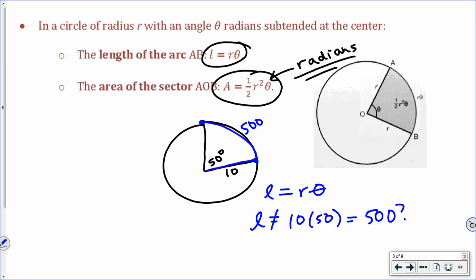It's far too big. But if you were to convert 50 to radians first, and the radian conversion is going to be to multiply by pi over 180, that is going to come out to a value more like maybe on the scale of 18 or something like that. And that's a much more reasonable length for that arc. So you want to make sure that your angle's in radians if you're going to use these formulas.